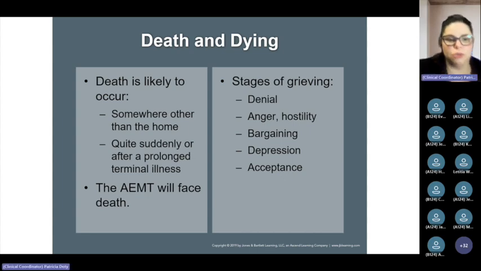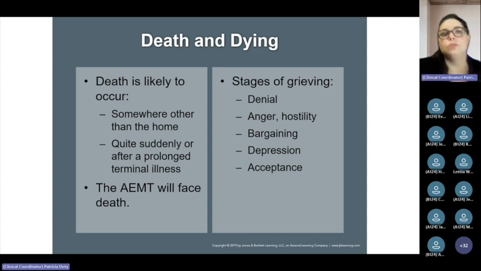So death and dying is likely to occur somewhere other than the home, right? Quite suddenly, or after a prolonged terminal illness, you're going to face death. You're going to see it in the field. You're going to be called to people in the field. And this is just something that happens. But here's what they don't tell you that I'm going to tell you. It's in the chapters right here. There are stages of grieving: denial, anger, bargaining, depression, acceptance. We're not going to go through all those because they're self-explanatory. But you guys go through that too.